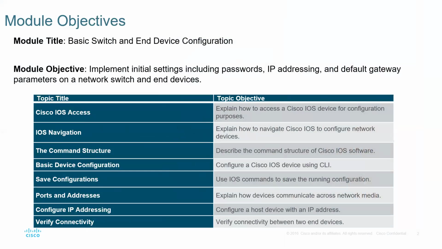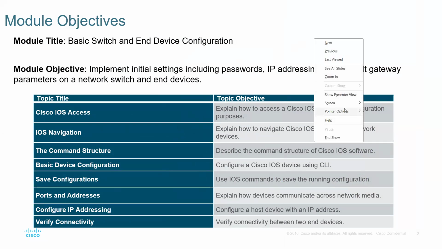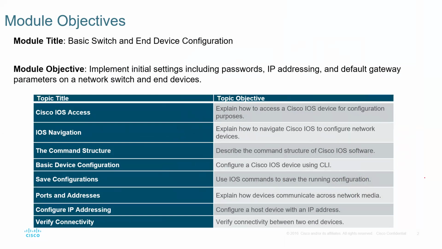During this process, we'll be looking at the concept of Cisco IOS access, and we'll be looking at IOS navigation. IOS simply means Internetwork Operating System. Then we'll be looking at the command structure, basic device configuration, and how to set configuration. And we'll be looking at port addresses, and then configuring IP addresses and how to verify activity.